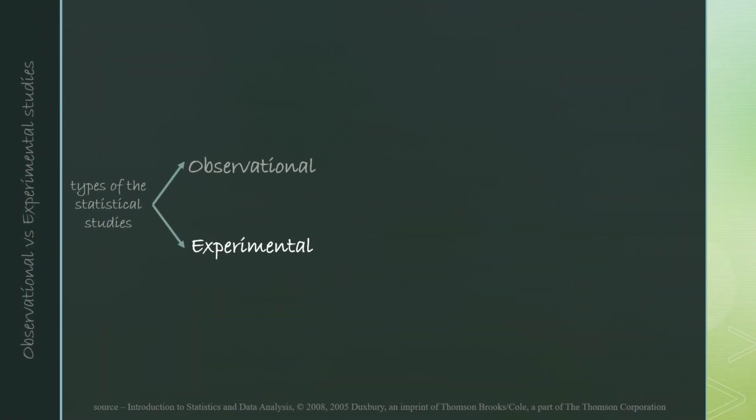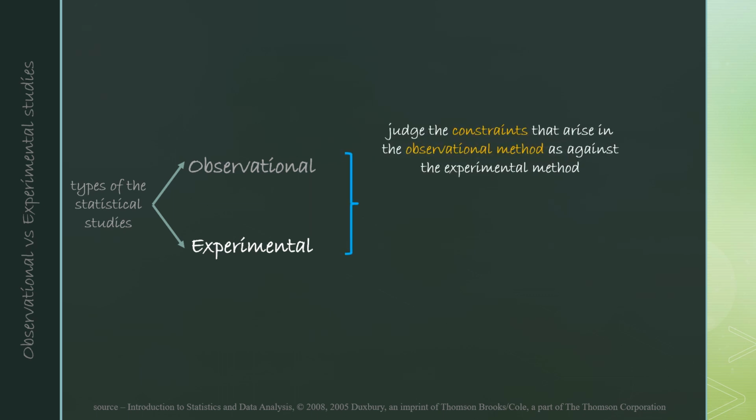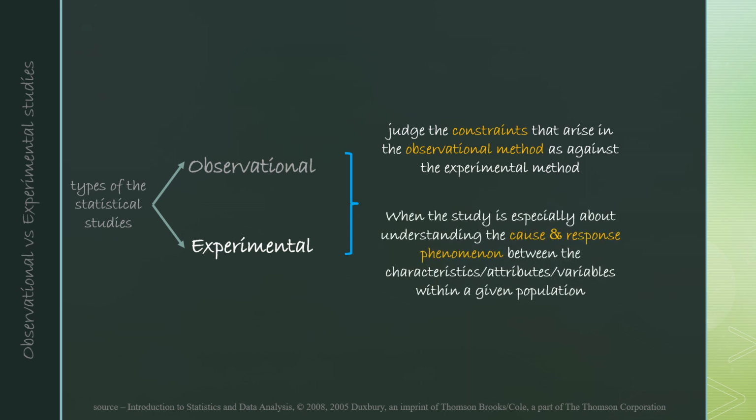To understand the experimental statistical study, let's consider a case study that can be executed using both the methods and judge the constraints that arise in the observational method as against the experimental method, when the study is especially about understanding the cause and response phenomena between the characteristics or variables within a given population. Let's get into the case study.